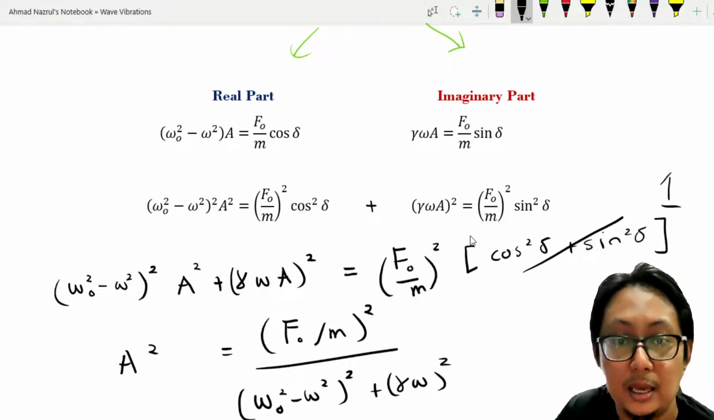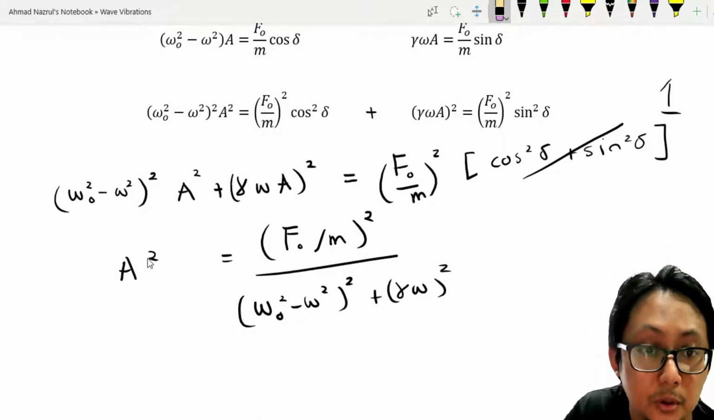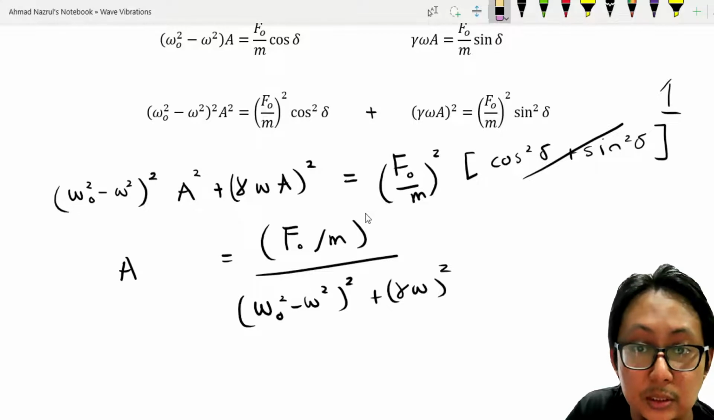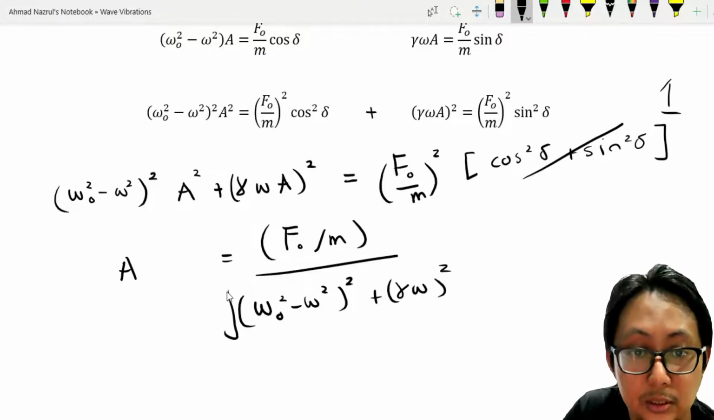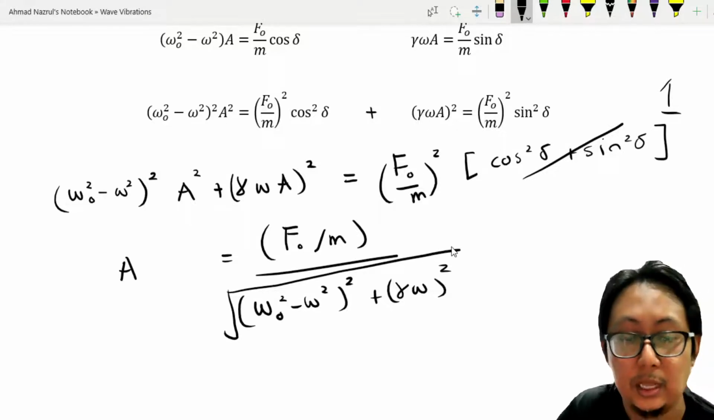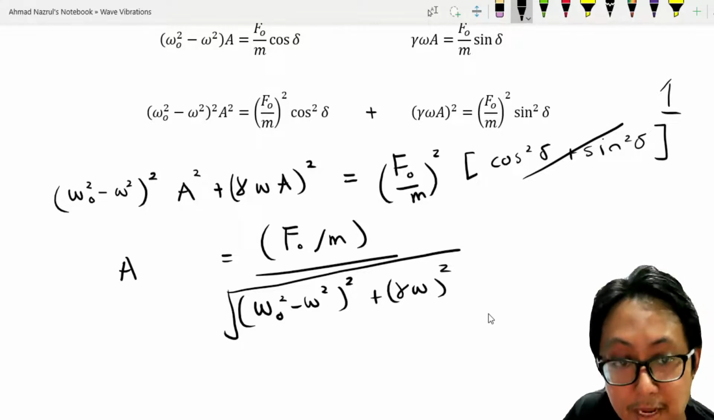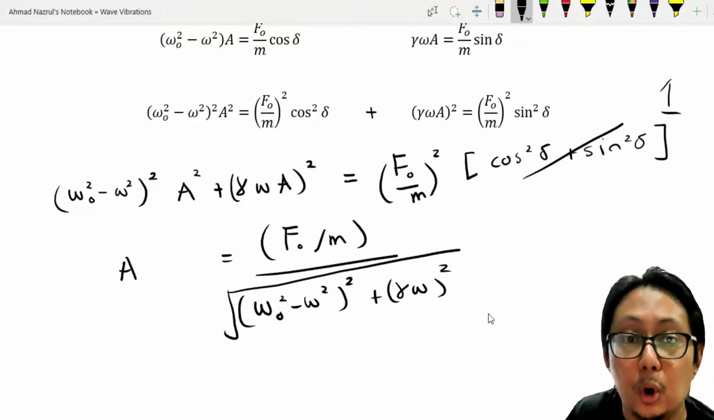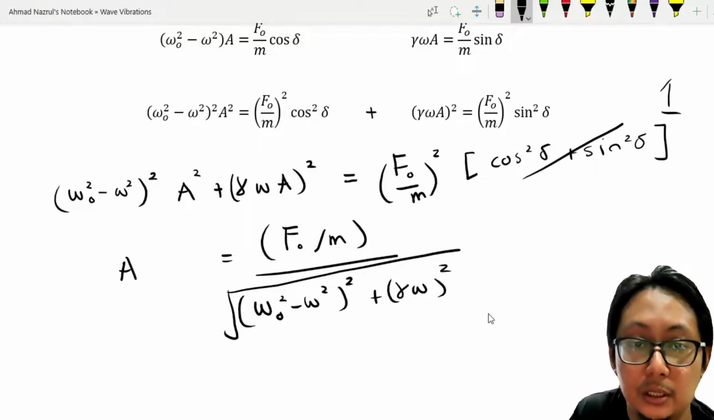Taking the square root of this, we have F naught over M, and this one is the denominator. Finally, you can get this equation for A, quite a complex value for the amplitude of the driven force on the MassSpring system.